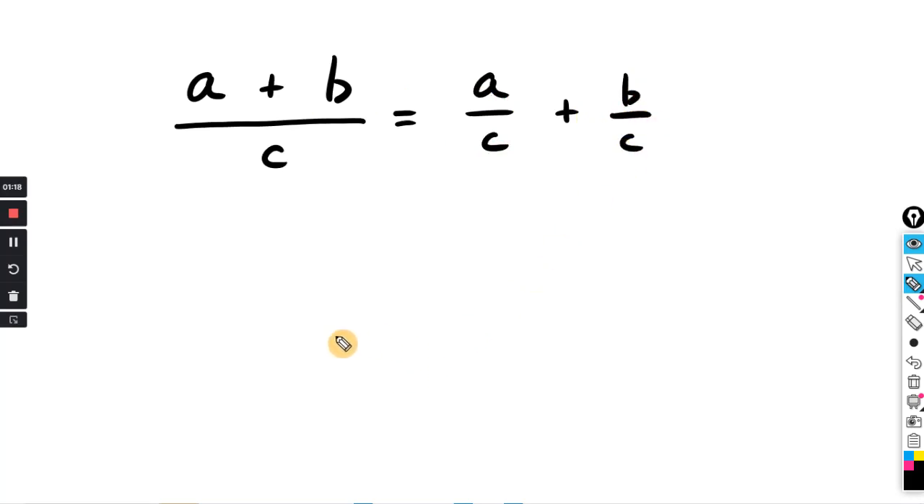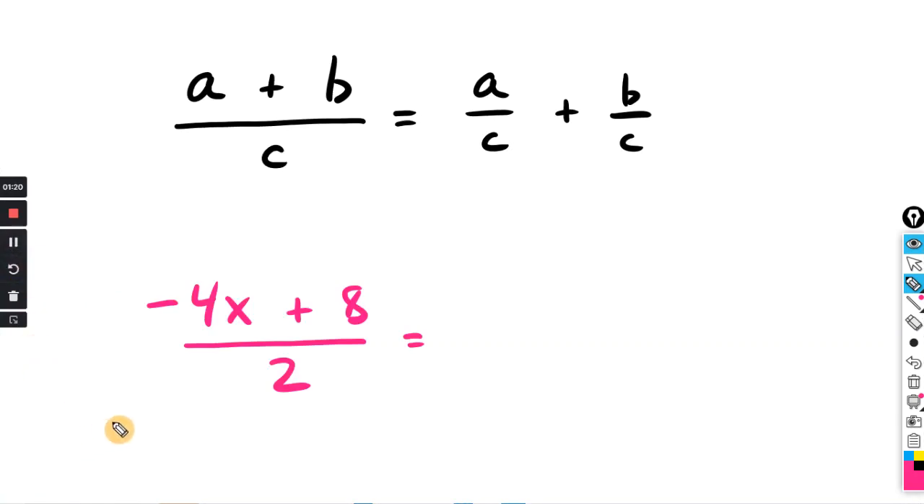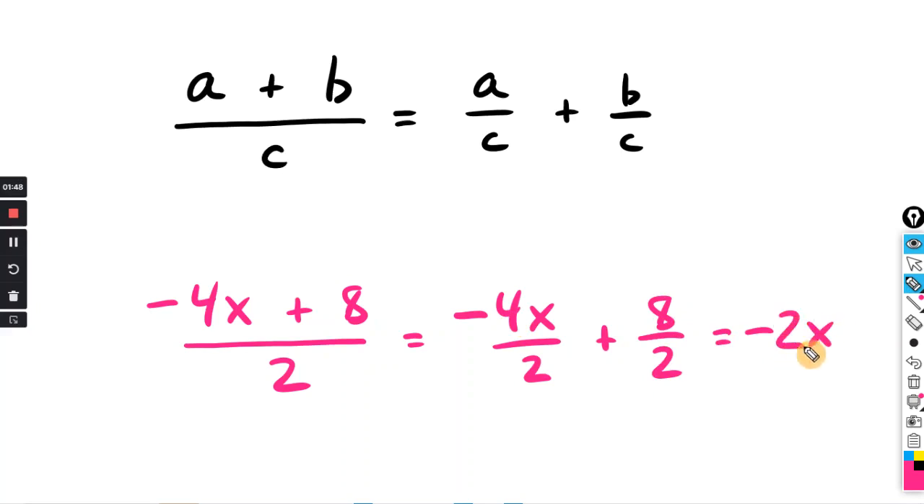All right, so just to give you an example, let's say you had negative 4x plus 8 divided by 2. Well, now you know that each of these terms are divided by 2. So negative 4x divided by 2 and positive 8 is divided by 2. All right, negative 4x divided by 2 is negative 2x. And positive 8 divided by 2 is just positive 4.